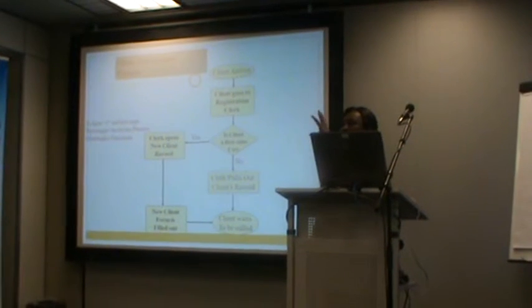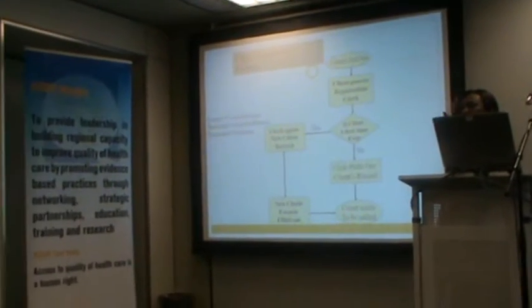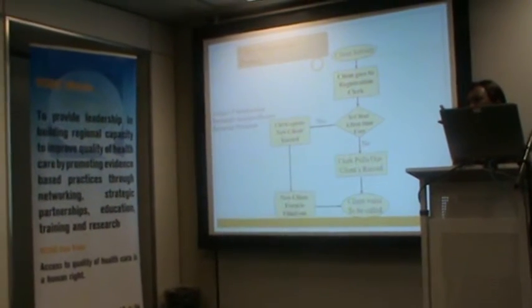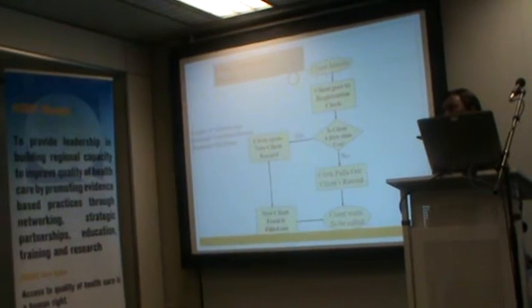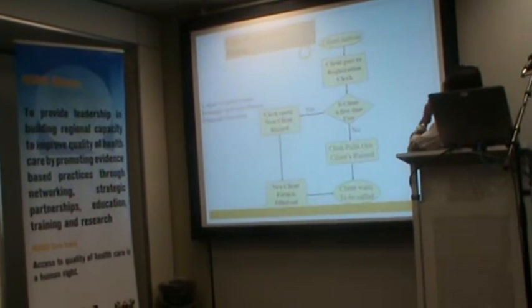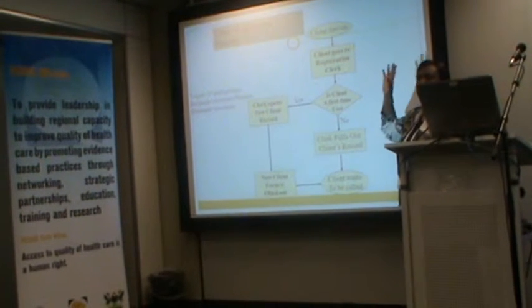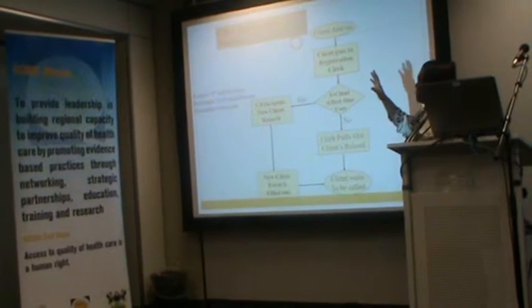Okay. A flowchart must be sufficiently detailed to make you answer the question, where could something be going wrong? Where could the problem be? Where could be the bottlenecks? What could be going wrong? For example, let's look through this. A client arrives. Say, for example, the clients were complaining about waiting time. Where could the problem be?